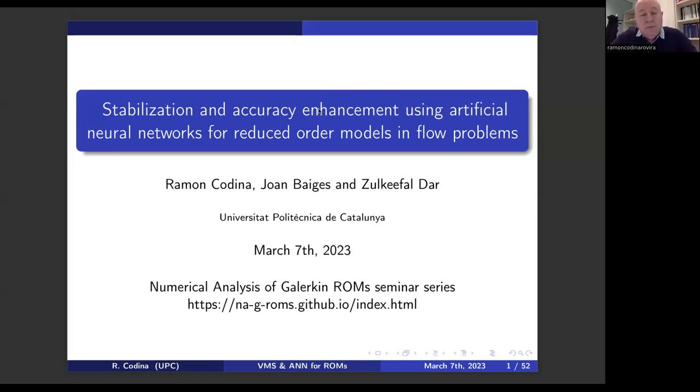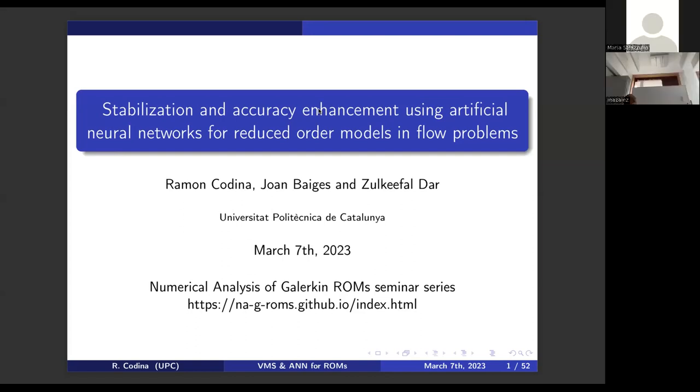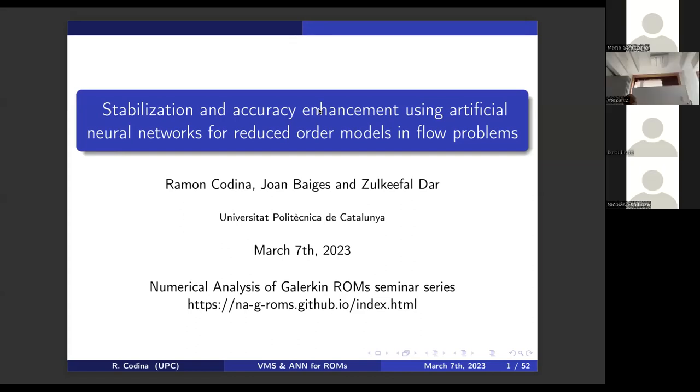Today, my objective is to present part of the work that we have been doing in reduced order modeling. This is a work that right now I'm doing with my colleague, Joan Baiges, and a PhD student of ours, Zulfi Faldar. Although what I will present is also part of the work that I did with a former PhD student, Ricardo Reyes.